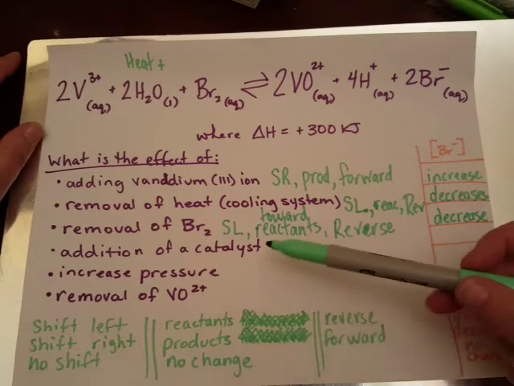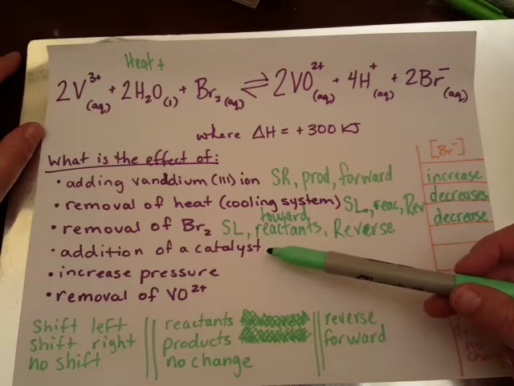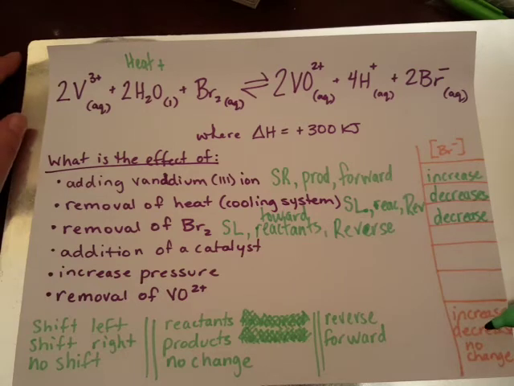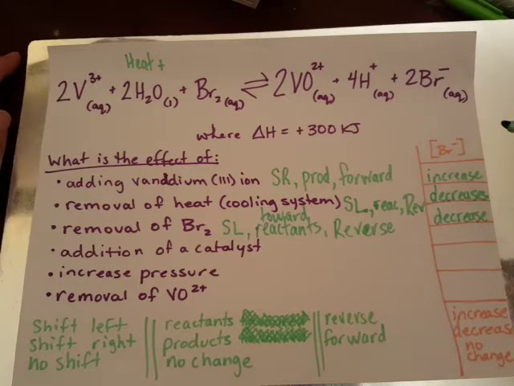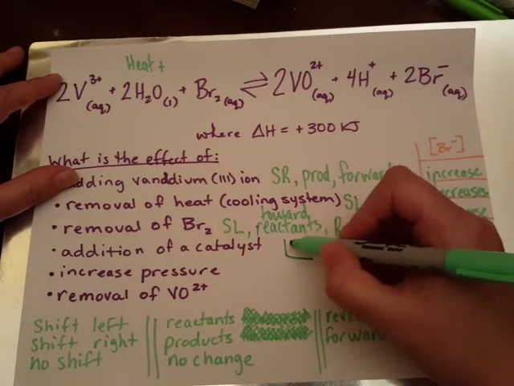So the addition of a catalyst. This is very interesting because we know from our kinetics unit that catalysts will speed up a reaction in terms of moving from reactants to products. But in terms of a reversible reaction, we would actually see the effect of the catalyst creating a faster reaction on both pieces.